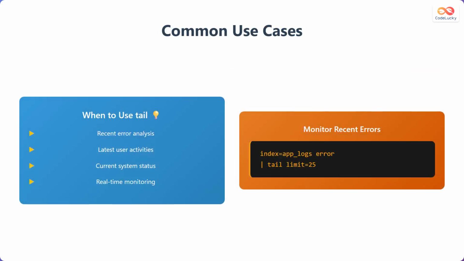The tail command shines in several important scenarios. It's perfect for recent error analysis, where you need to examine the latest errors in your system. It's also valuable for monitoring latest user activities, checking current system status, and implementing real-time monitoring solutions. A practical example would be monitoring recent errors by searching index equals app_logs error | tail limit equals 25. This helps you quickly identify and respond to recent issues.